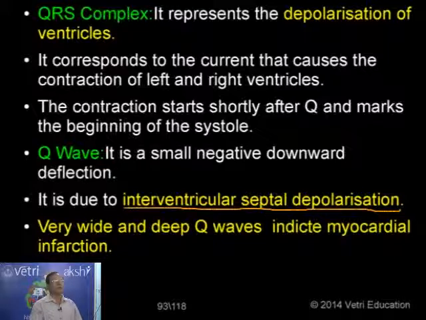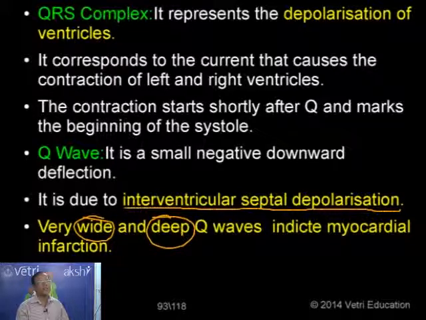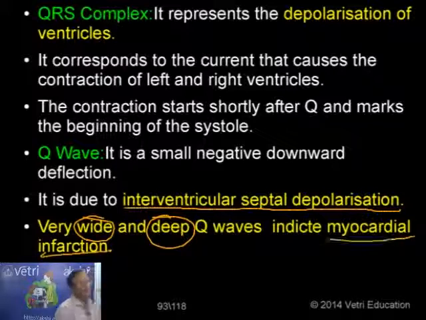Then, how can you get an idea about the heart? If the Q wave is very wide and deep, then it indicates a kind of heart disorder, myocardial infarction. The word infarction refers to something that occurs in any place, either in the nervous tissue, for example in the brain, or in the heart. If it occurs in the heart, then it's called myocardial infarction. If it occurs in the nervous system or the brain, then it's called neural infarction.